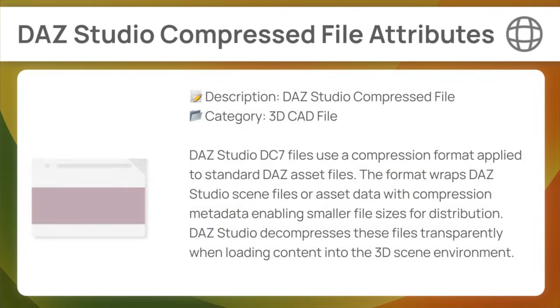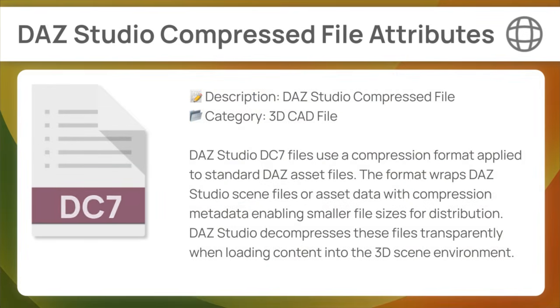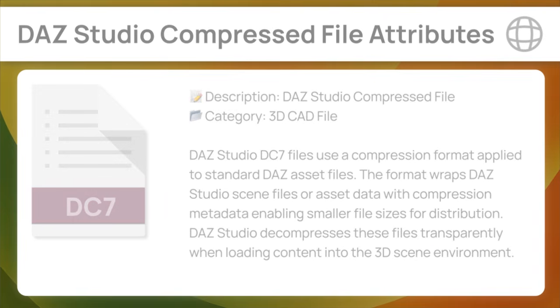DAZ Studio DC7 files use a compression format applied to standard DAZ asset files. The format wraps DAZ Studio scene files or asset data with compression metadata, enabling smaller file sizes for distribution. DAZ Studio decompresses these files transparently when loading content into the 3D scene environment.